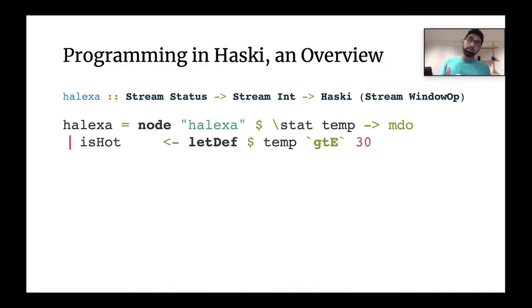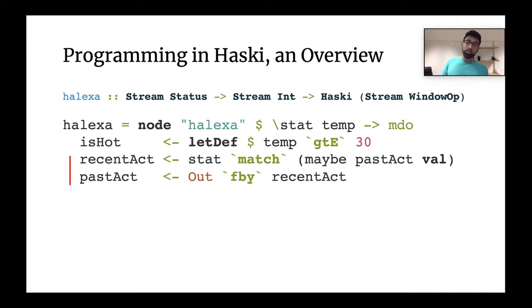We start out by defining a stream. A Haski computation is essentially just a sequence of streams. First we define a stream called isHot. The purpose of this stream is to denote, as a Boolean stream, whether the temperature has crossed a given threshold. So it reads as isHot is a stream defined to be a Boolean stream, which is true if the temperature is greater than 30, and false otherwise, right?